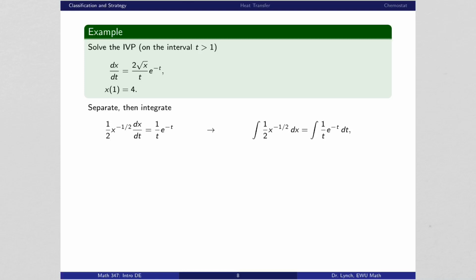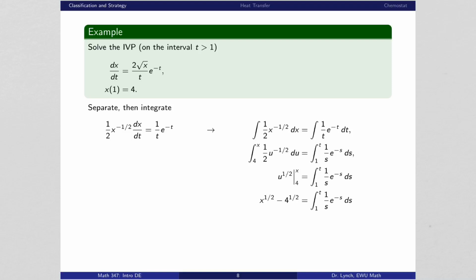Integrate both sides, and then we'll introduce dummy variables and limits of integration involving the initial condition x of 1 equals 4. So the left-hand side has a dummy variable u, integrated from 4 to x. The right-hand side has a dummy variable s, integrated from 1 to t. Now the antiderivative of the integrand on the left-hand side is pretty quick, so we can integrate 1/2 u to the minus 1/2 as just u to the 1/2 and evaluate that between x and 4.